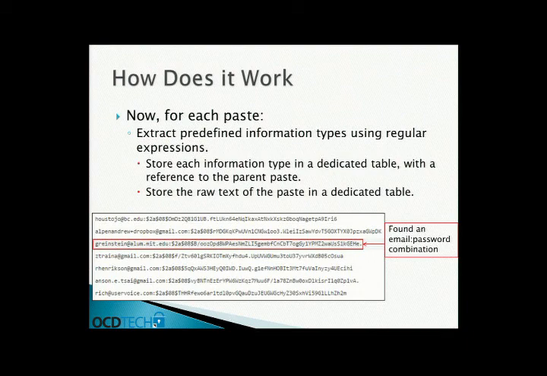username and password combinations that are separated by a delimiter, usually a colon or the pipe character, and we have other ones set up for other types of information as well. So now we extract that information and we store it in a separate table in the database, which is indexed, so we can get to that data. We have a lot more visibility into the data now because the data set is growing so quickly.